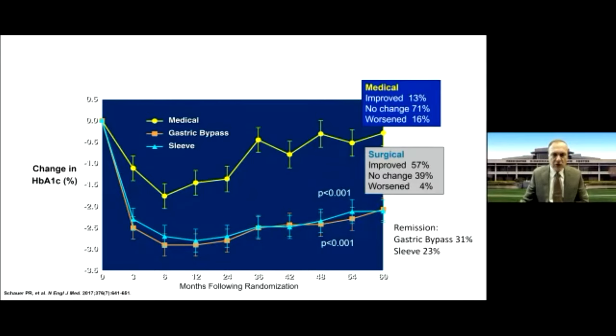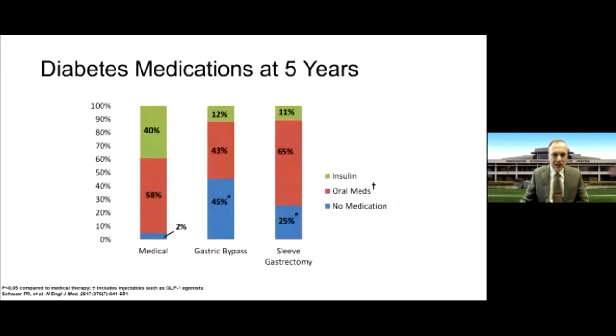But it's also important to look not only at A1C changes or remission, but also the medication required to achieve those levels. And here in the STAMPEDE trial, you can see that while the gastric bypass and sleeve gastrectomy achieved similar changes in A1C, patients who had the gastric bypass required far fewer medications to achieve that endpoint. So medication usage is another important endpoint for any procedure assessing outcomes of type 2 diabetes.